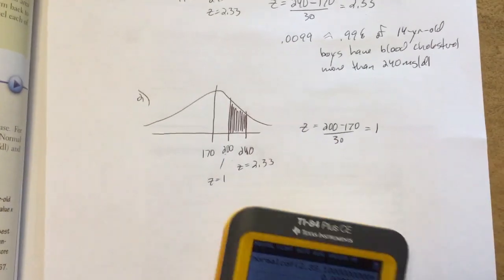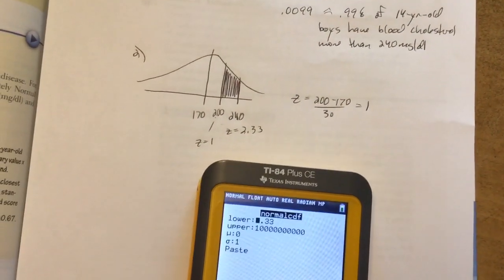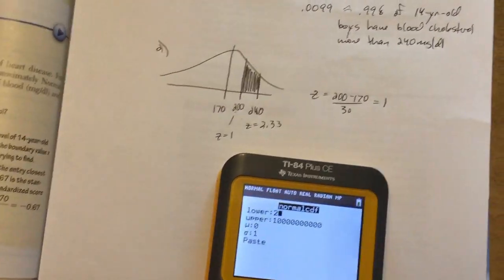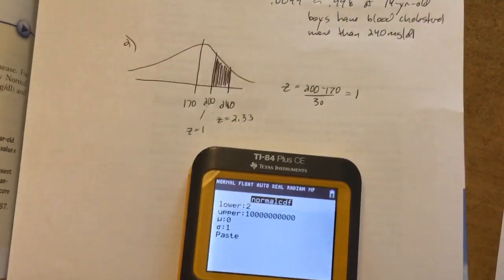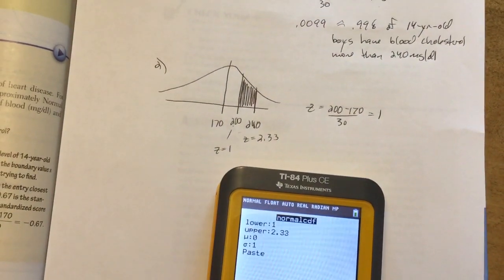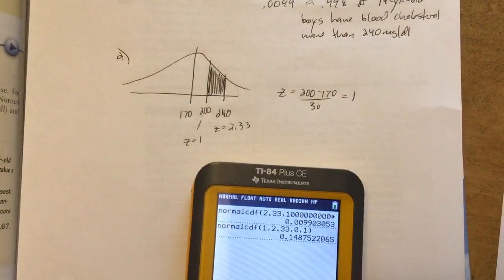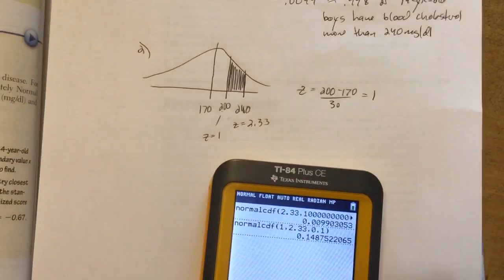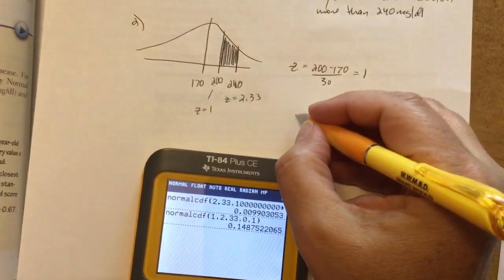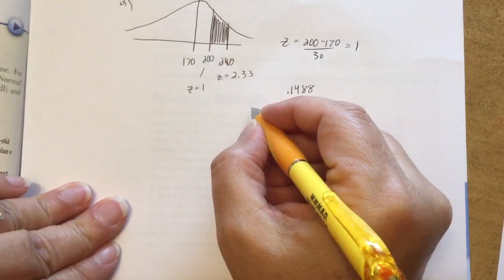Okay. So we'll use our calculator. Our lower z-score is 1. Our upper z-score now is 2.33. And again, this is going to give me the area between the two z-scores. So for the answer to this question, it is 0.1488.